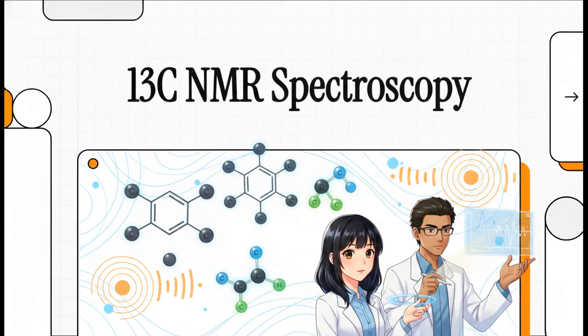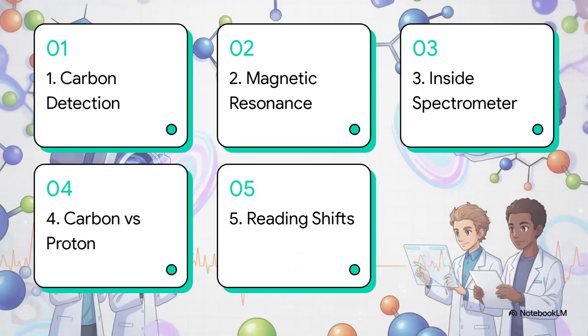Well, welcome to this explainer on carbon-13 nuclear magnetic resonance spectroscopy. Now, I know that sounds like a mouthful, but it's a completely revolutionary technique. It's honestly one of the most important spectroscopic tools we have today for figuring out the intricate carbon frameworks of organic compounds. We're going to dive right into exactly how chemists use literal magnetism and radio waves to decode these deep structural secrets.